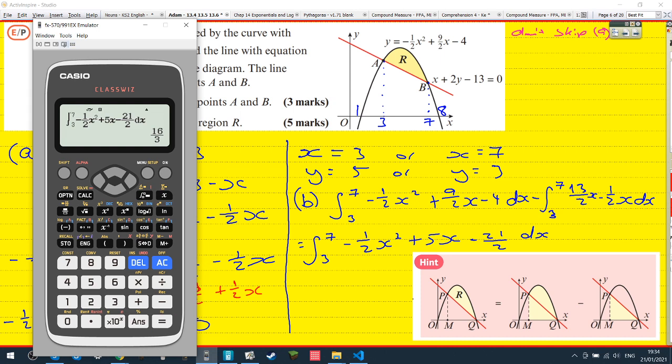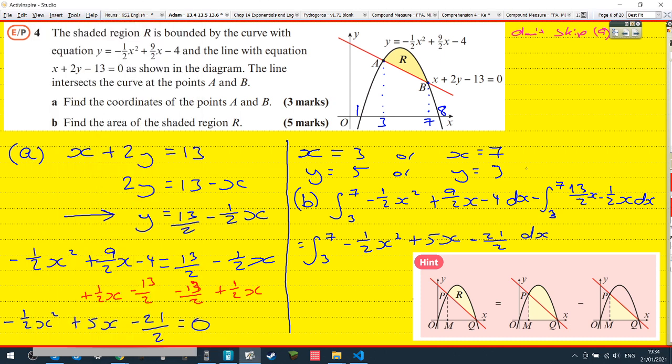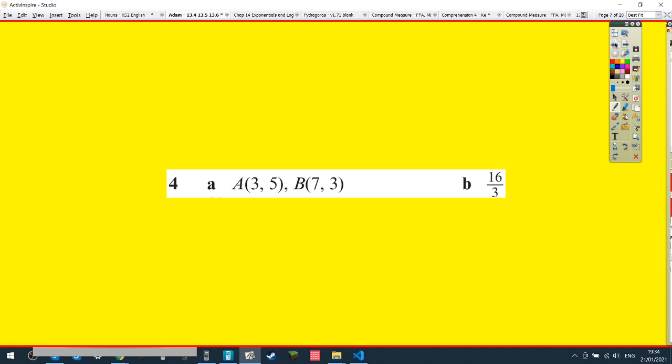So I got, for the integral for 7, I got 98 over 9. Alright. And then for the second one I got minus 12. So would it be 98 over 9 minus 12? Yep. Okay. I got 206 over 9. I don't like it.